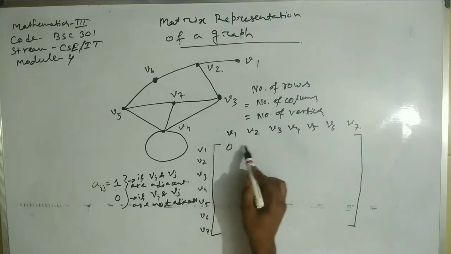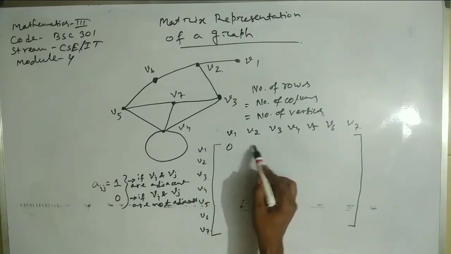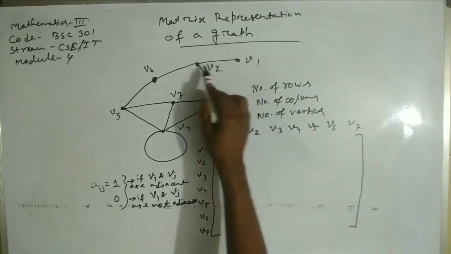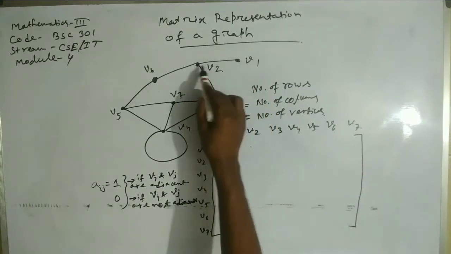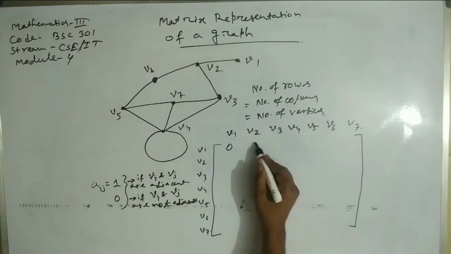Now for this element we have to see the adjacency of V1 and V2. V1 and V2 are adjacent since there is an edge between V1 and V2. So there will be 1.